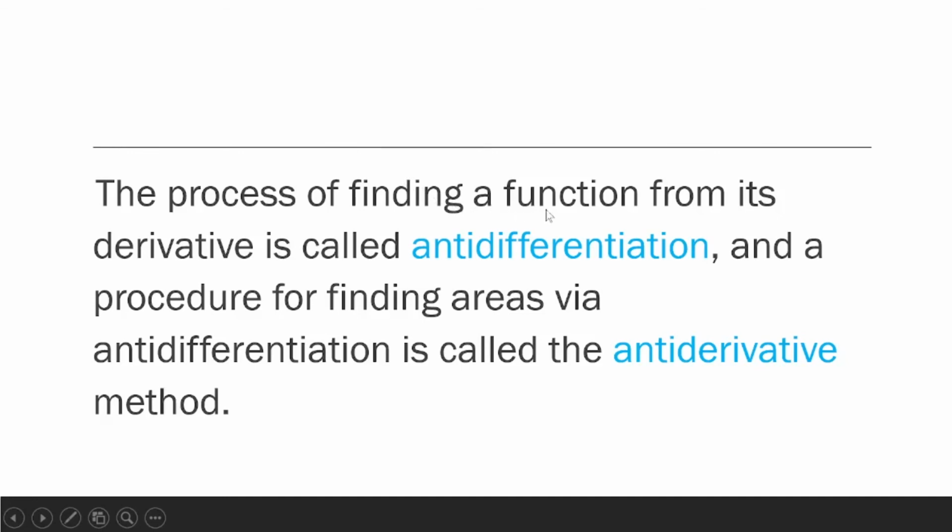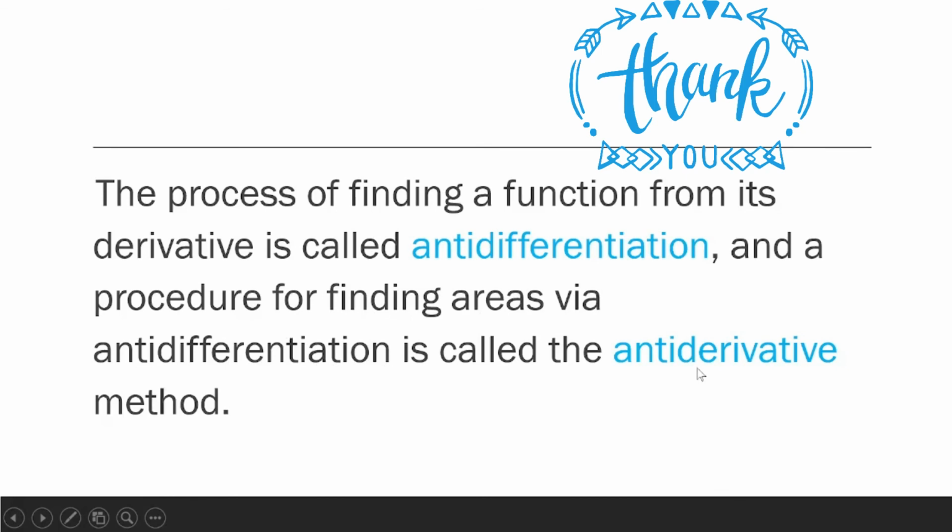The process of finding a function from its derivative is called antidifferentiation, and the process of finding areas via antidifferentiation is called the antiderivative method. When we are finding a function from its derivative, we are antidifferentiating, and the way we find our areas by antidifferentiating is called the antiderivative method.